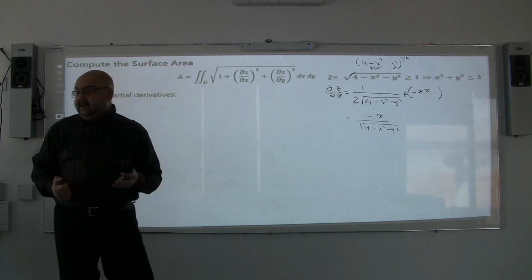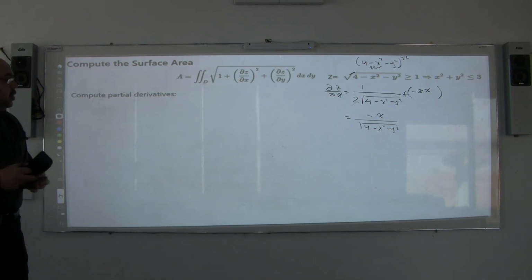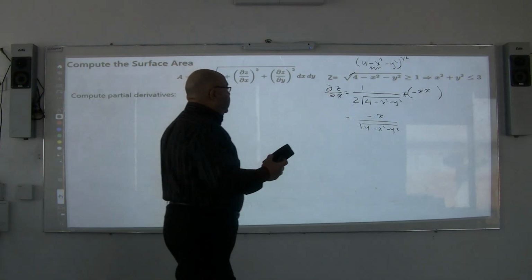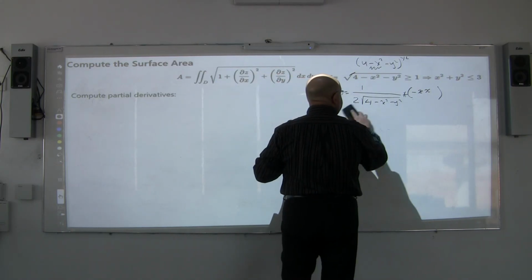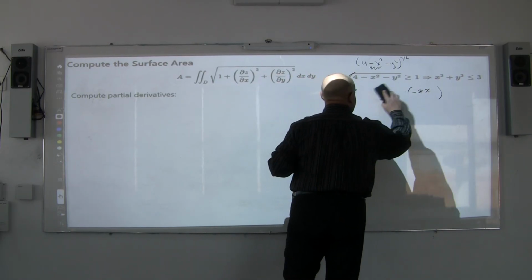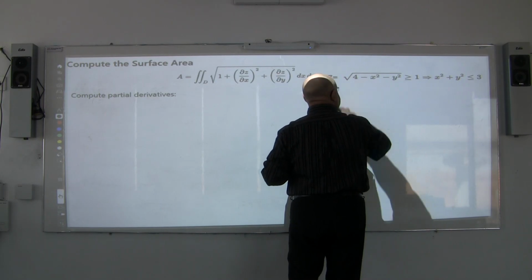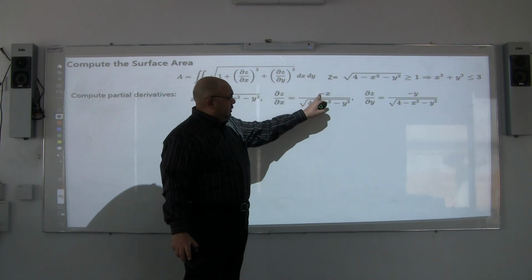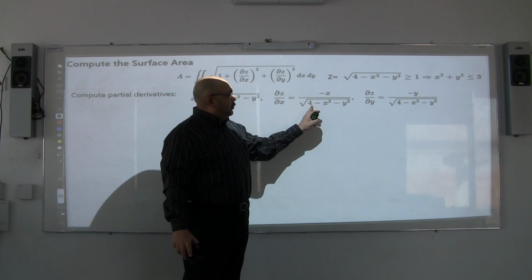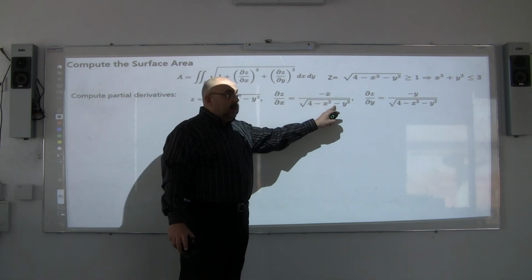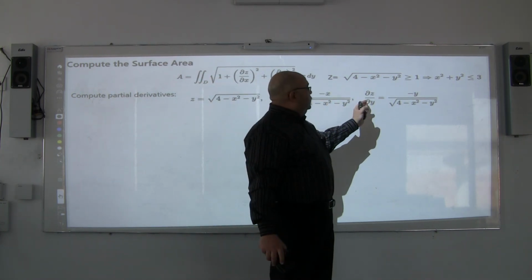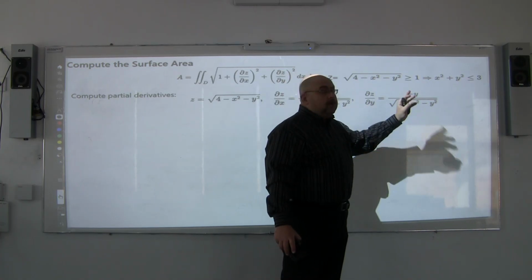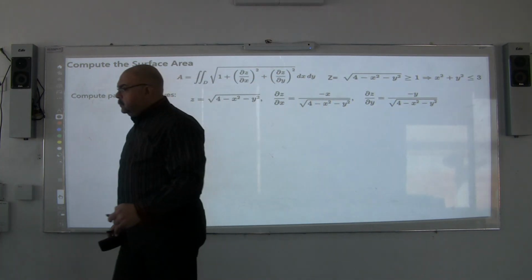And in a similar manner, it will be exactly the same for the partial derivative with respect to y, as we will see. So that's for the details of the evaluation. It's going to be negative x over the square root of 4 minus x squared minus y squared. Exactly the same, but with respect to y, the y component will appear.